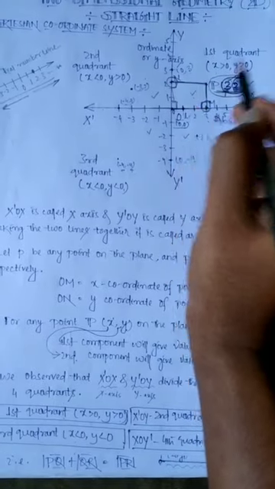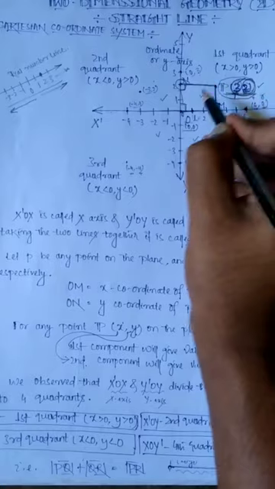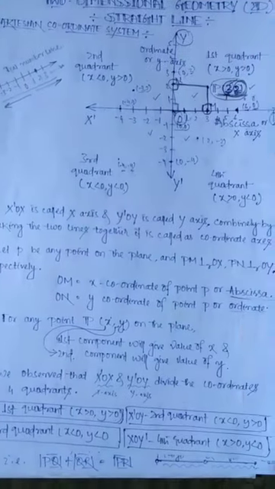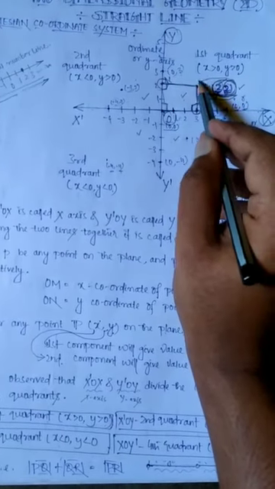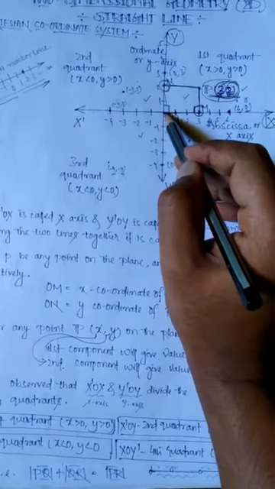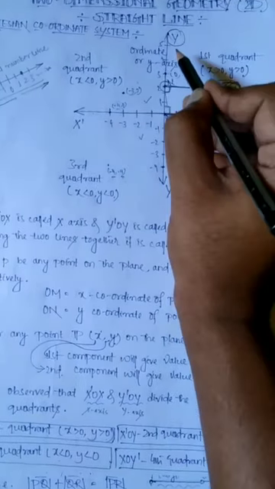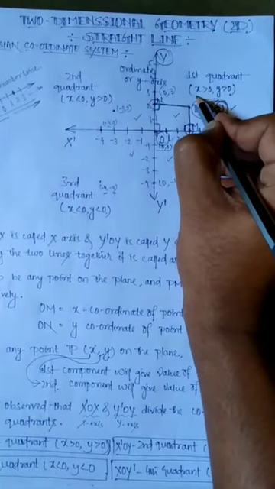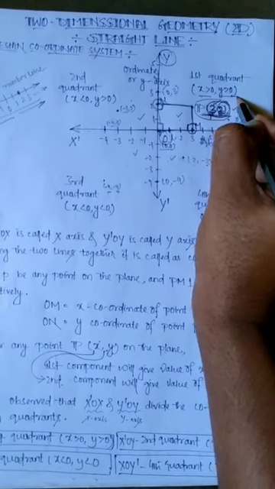So what is the first quadrant? In the XOY quadrant, if any point is present, then the corresponding values of x will be positive and the corresponding y values will be positive. So I have written here x is greater than 0 as well as y is greater than 0.